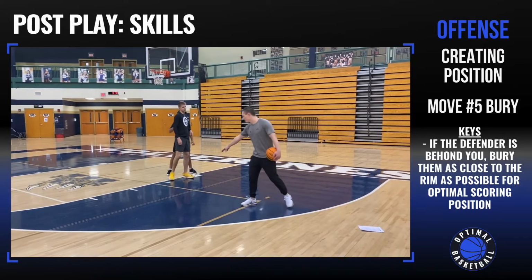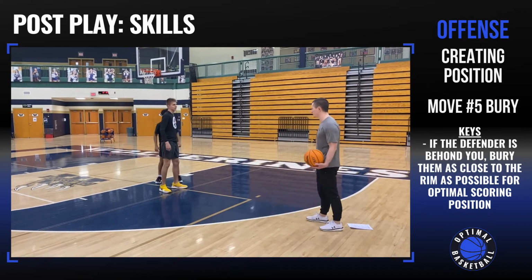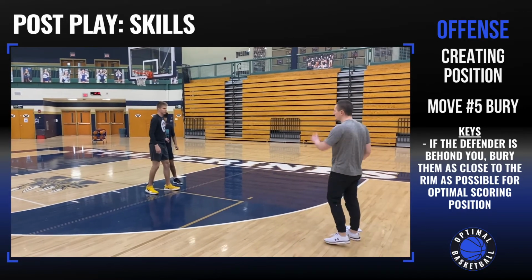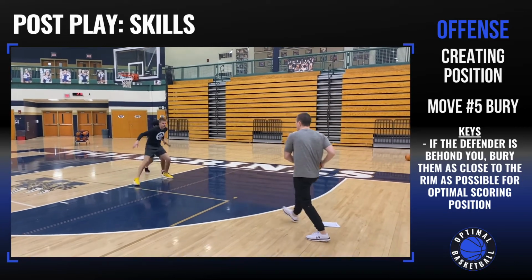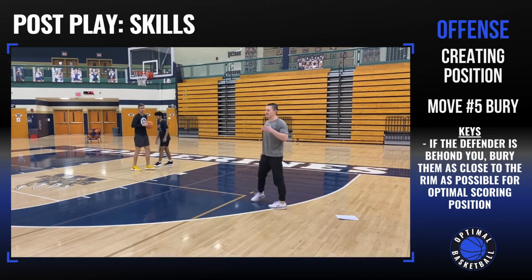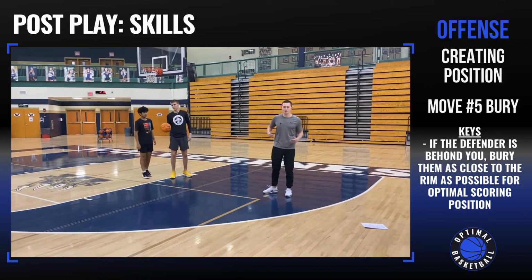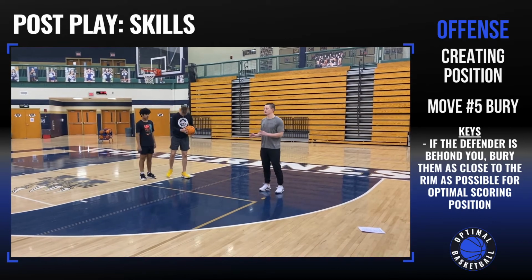So y'all start about right here. Because the offensive player, you're going to catch the ball to the rim as close as possible. So you're just going to bury him as deep to the rim as you can. Close to the rim as you can. There you go. Good. So depending on if the defender's in front of you, you want to create more space on the backside. If they are behind you, you want to bury that defender as close to the rim as possible.